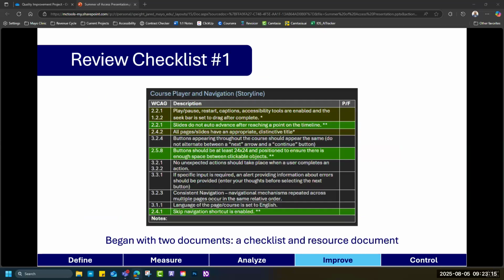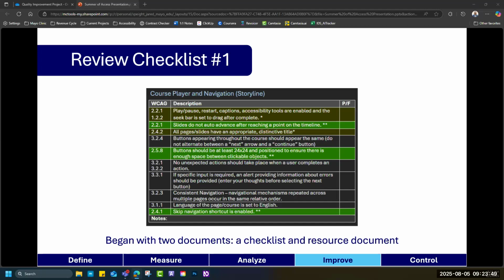So this was the first version of our review checklist. You notice that we have the WCAG guideline number along with the description and pass/fail. So we were able to go through our course, evaluate it, and indicate if it had passed or failed each of those guidelines. But we also created a resource guide that pulled out those guidelines. We also used it to document our lessons learned and our own best practices. So we had these two different documents.